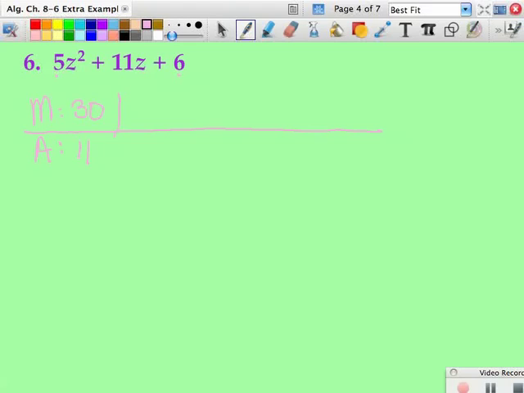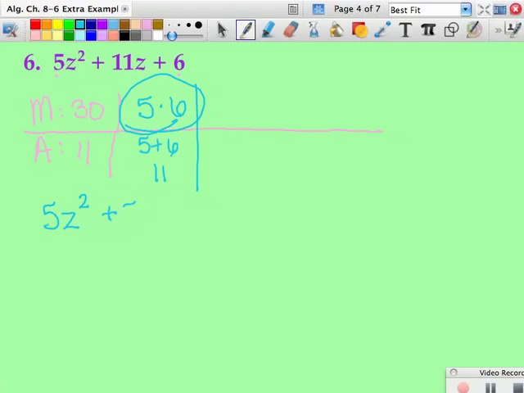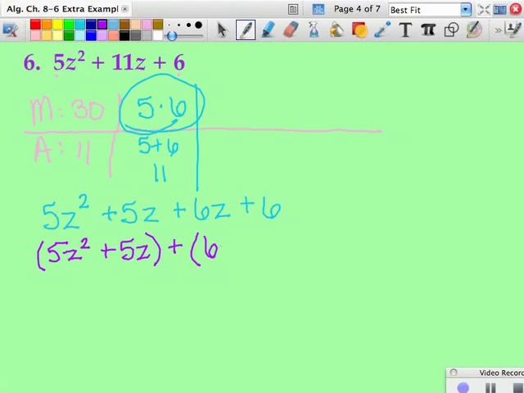All right, this one might be pretty obvious to you. It is to me because they're right here. 5 times 6 gives you 30, but 5 plus 6 gives you 11. So there you are. Those are the terms you're using. 5z squared plus, now replacing, 5z plus 6z plus 6. Grouping. Group together first two, 5z squared plus 5z, plus sign in between, group together last two.